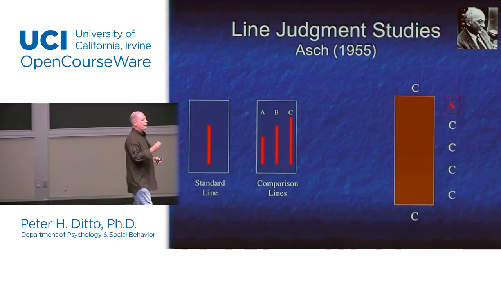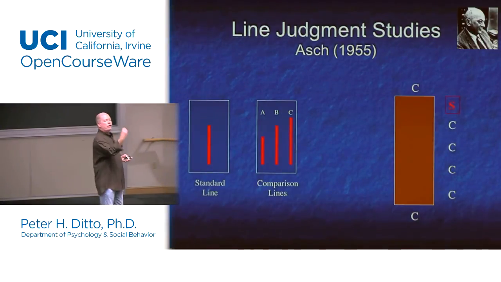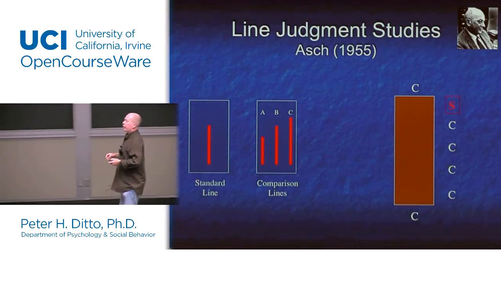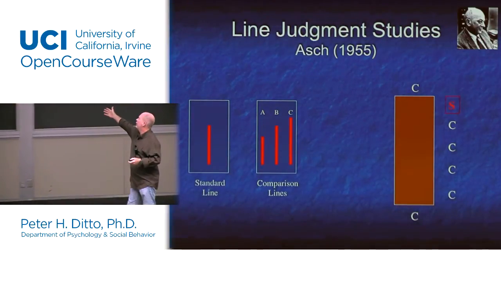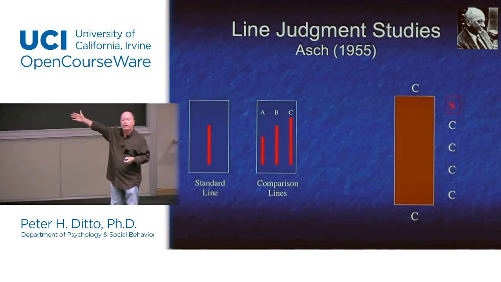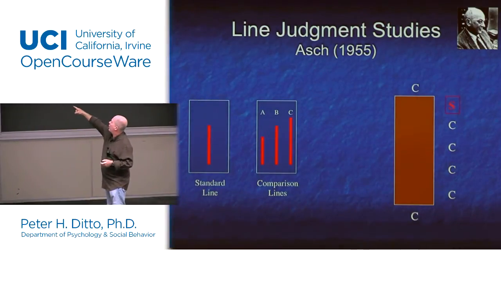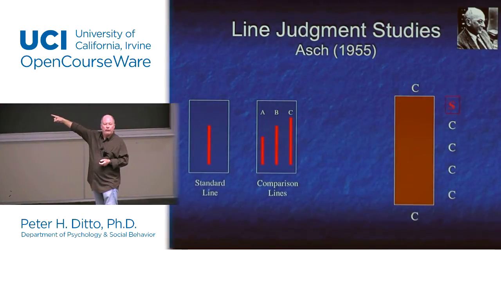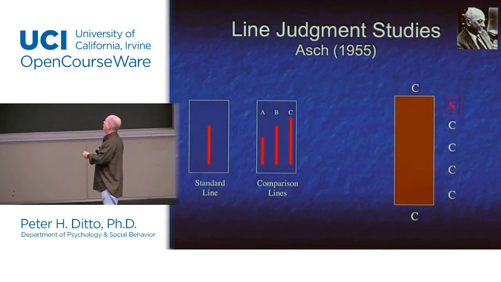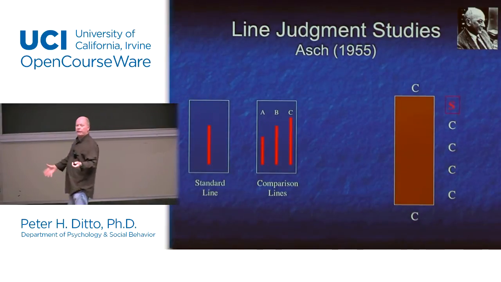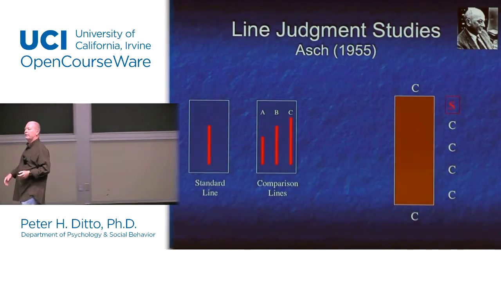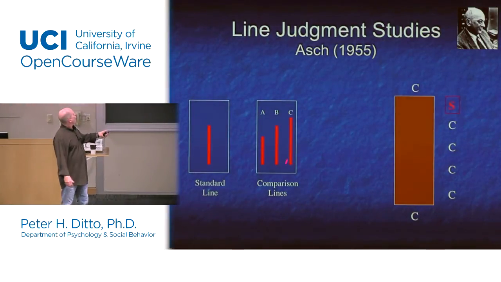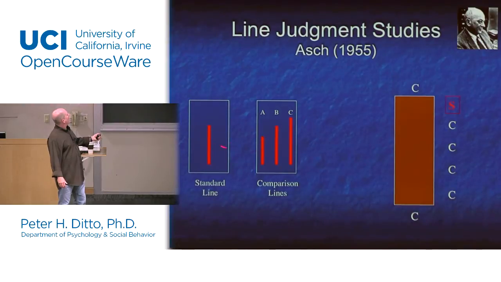And he presented them with a very simple task. He wanted to create a task where there was clearly, very different from Sherif, a right or a wrong answer, right? So he created the simplest task he could come up with. He called it a standard to comparison matching task. So they were presented the standard line like this. They were asked, which of those comparison lines is the same length as that line on the left? And the answer is obviously B, right? So it's just so clear which is the right answer here.